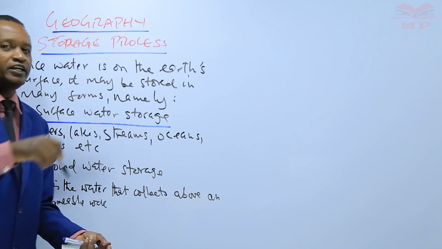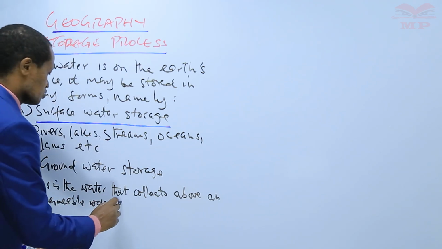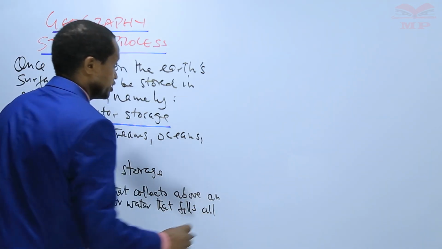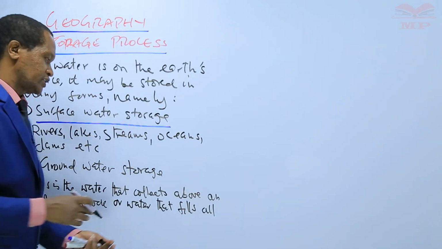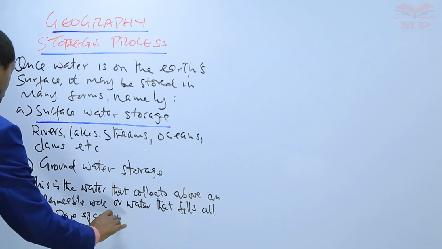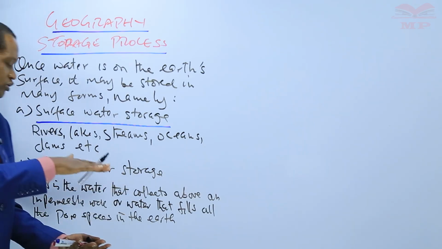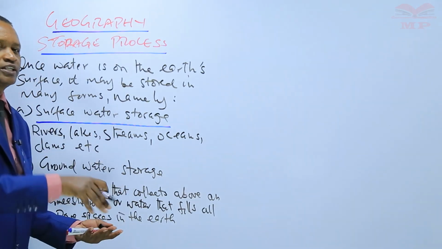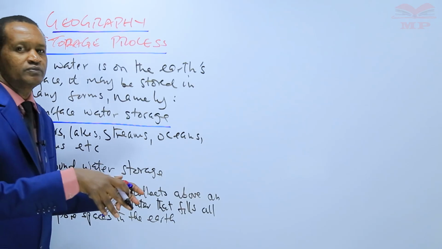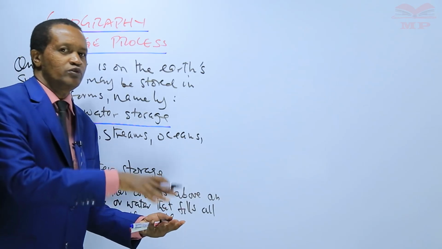Or it is the water that fills all the pore spaces in rocks, all the pore spaces in the earth. So this water is either on top of impermeable rocks, or is water that seeps in between rock spaces, creating a zone of saturation.